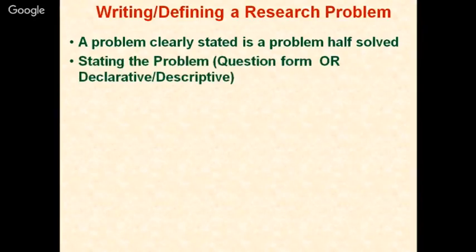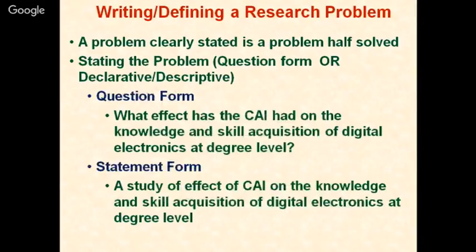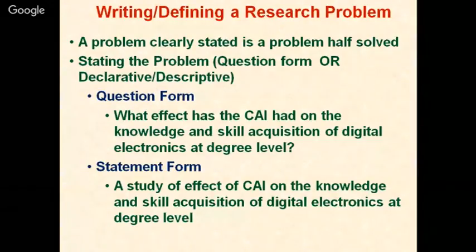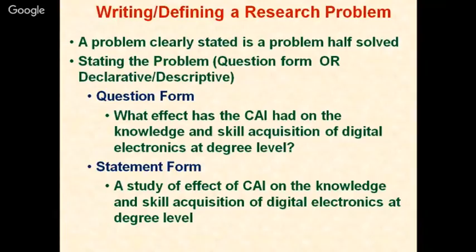So stating the problem, you can state it in the form of a question, or you can state it in the form of a descriptive or declarative sentence. For example, question form: what effect has the CAI had on the knowledge and skill acquisition of digital electronics at degree level? The problem is written in a question form. Now the same problem is being written in the statement form, declarative sentence: a study of effect of CAI on the knowledge and skill acquisition of digital electronics at degree level.